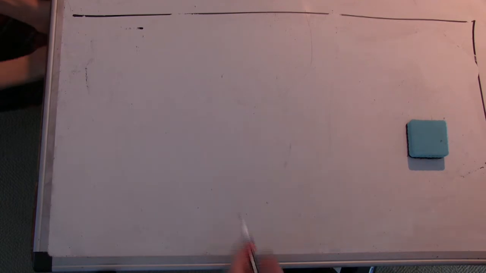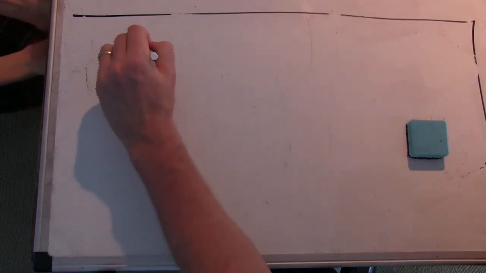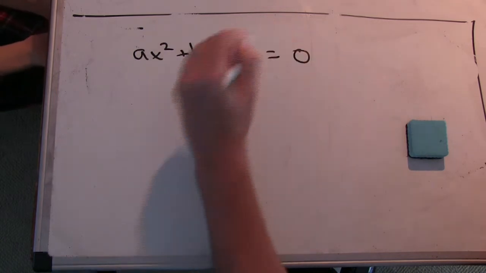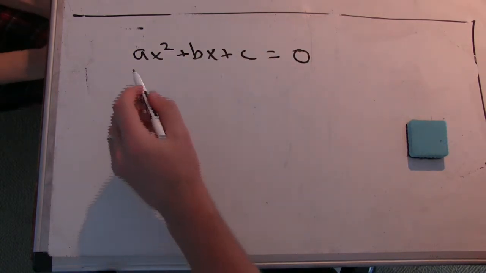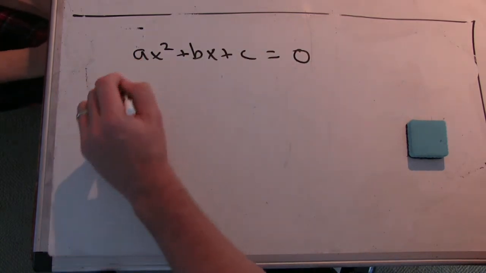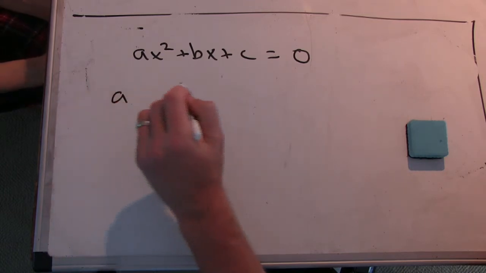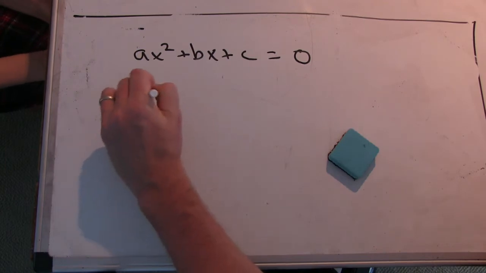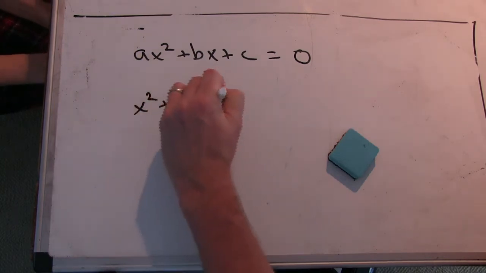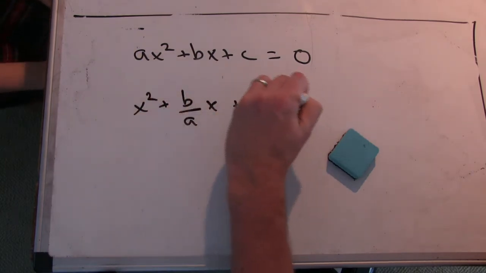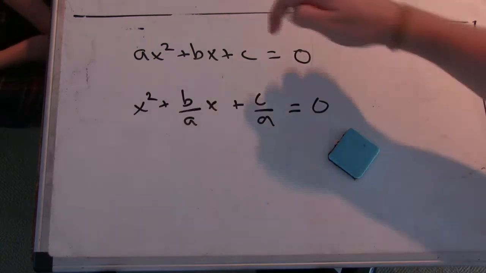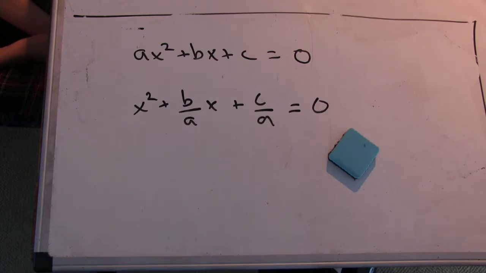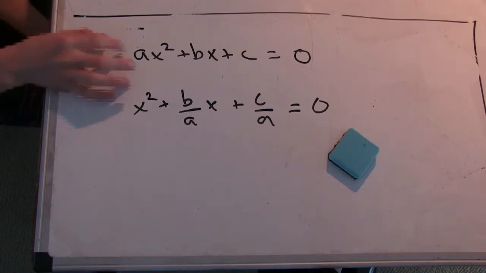So another way to solve this equation, ax squared plus bx plus c equals 0, is we might hope we could factor it. So we could factor out the a. Actually, I'll just divide through by a. This is going to have the same solutions as x squared plus b over a x plus c over a equals 0. Why is that? Why is this equation and this equation going to have the same solutions? Well, you're just dividing by a.